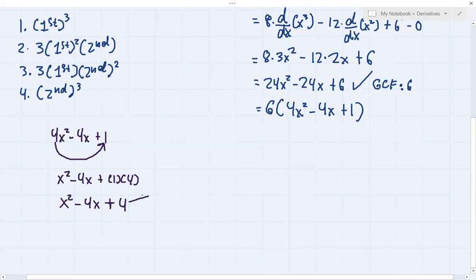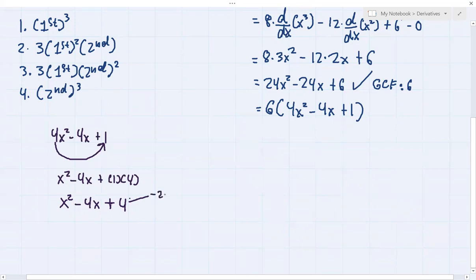Ngayon, think of the two factors na pag minultiply mo sila, ito yung resulta, and pag inadd mo silang dalawa, ito ang resulta. Ulitin ko, focus ka sa constant term. Then, think of the two factors na ang resulta niya ay si positive 4. At pag i-add mo yung dalawang factors na yon, ang sagot ay si negative 4. Okay? Which is yung coefficient ng second term.